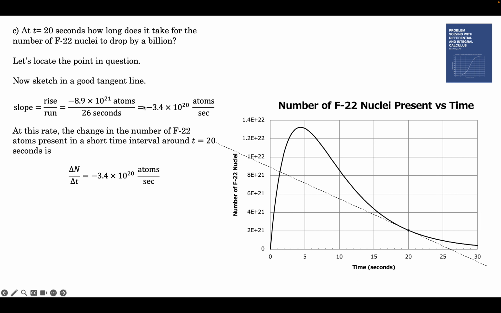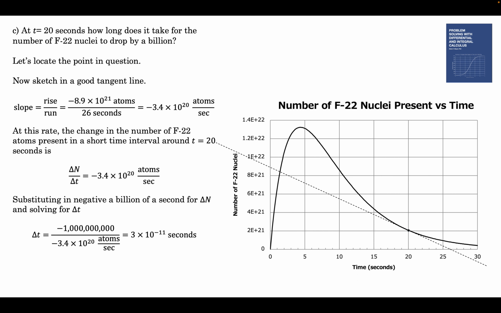So now we are given delta n. Delta n is 1 billion, and we want to solve for delta t. We substitute negative 1 billion for delta n, solve for delta t, and we get 3 times 10 to the minus 11 seconds. Not long, right? Light goes really fast, but it'll travel less than a centimeter in 3 times 10 to the minus 11th seconds.